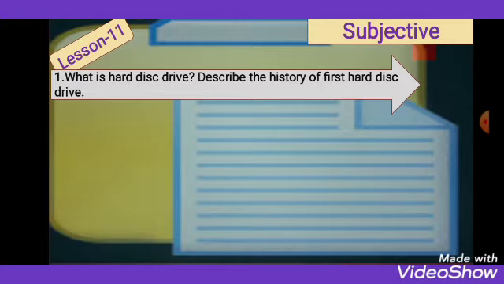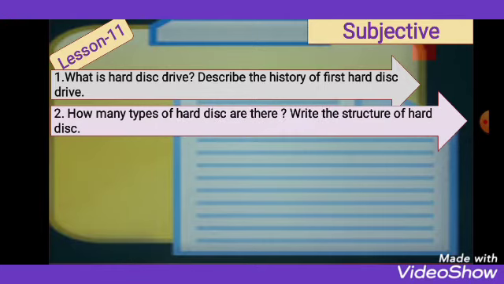Number 1: what is a hard disk drive? You will write here what a hard disk drive is. Okay, it's a type of secondary memory. And then you will describe the history of the first hard disk drive, where the first hard disk drive was used, in mini computers and microcomputers, what the price was, what the shape was. You will write the details here.